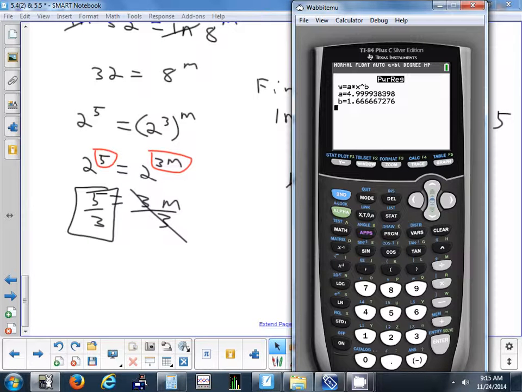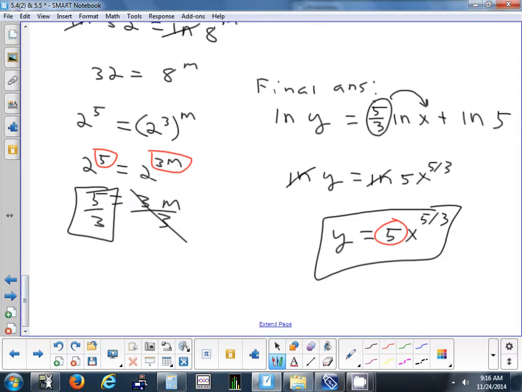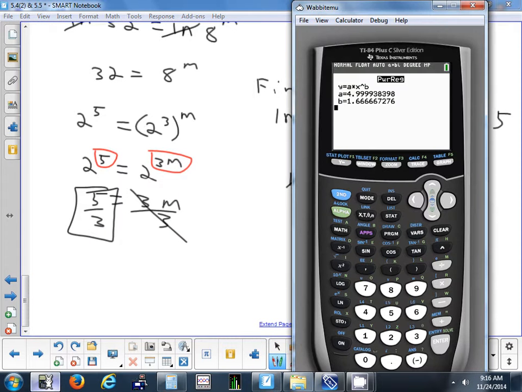Everybody get an equation, something like that? All right. So now it says A is 4.99999. It's basically 5. That's what we got right there. Now it's saying B was 1.6, bunch of sixes.